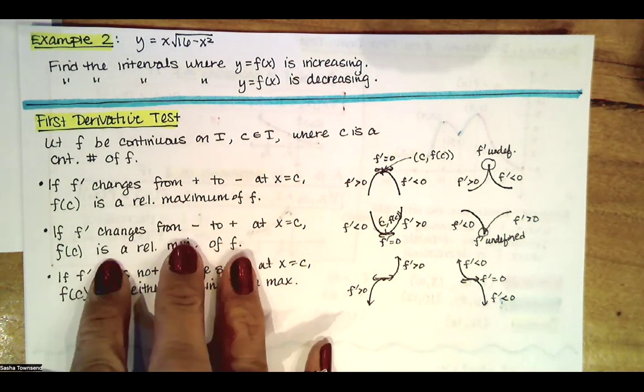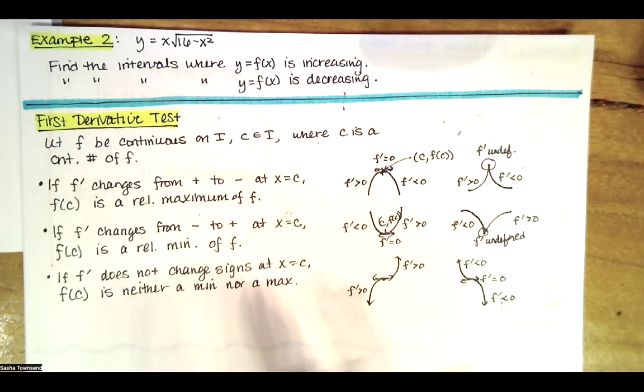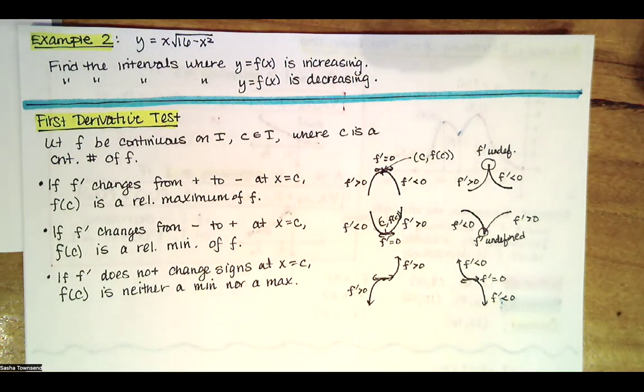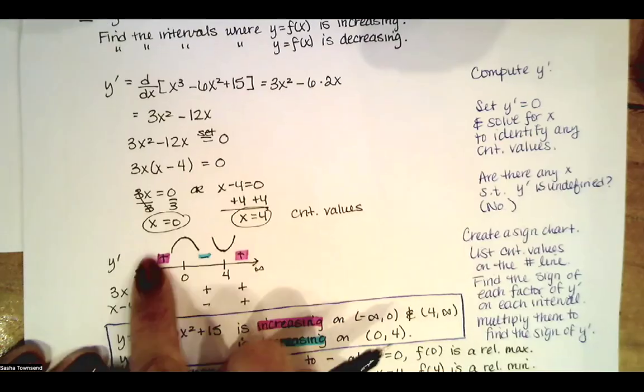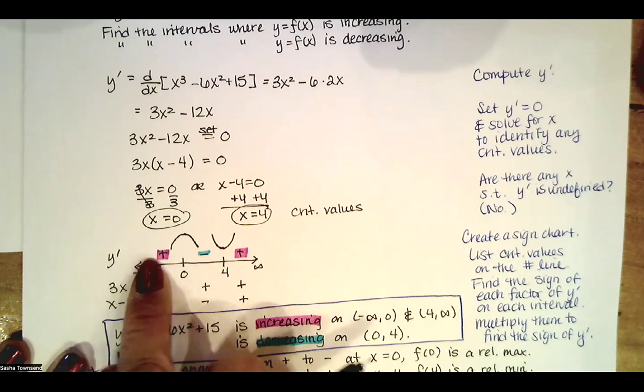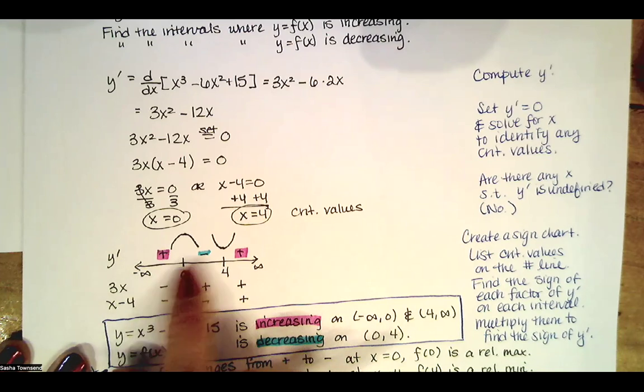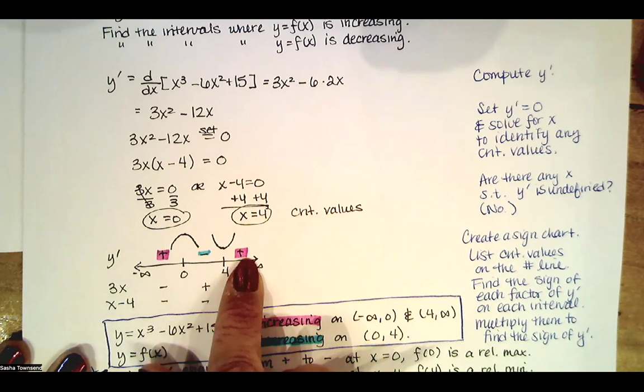Now, when we make our sign chart, that's going to give us intervals where the sign of f prime is either positive or negative, like we did in the last example. We said y prime was positive on this interval, and then negative on this interval, and then positive on this interval.